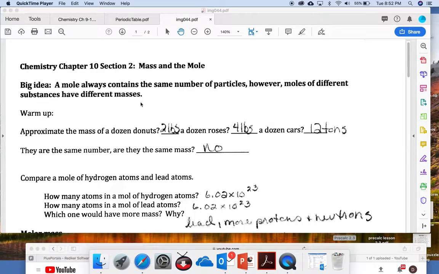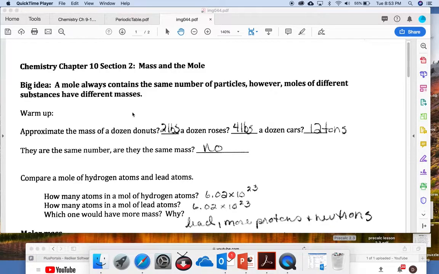So if you could get out your Chapter 10, Section 2 notes, we're going to go through some notes. I'm going to do a sample problem, then ask you to stop the recording, try a couple of the problems, and then check your answers with what I do here online.